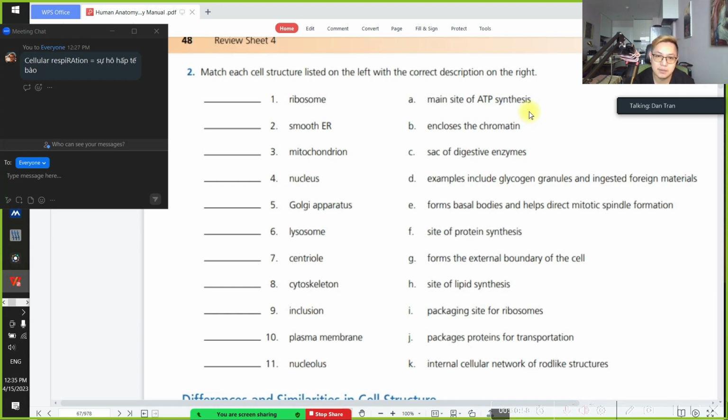Cytoskeleton. Well, are you sure about that? Tại vì nó là yes, it's a cytoskeleton. Very good. Xương tế bào. Very good. What is the site of protein synthesis?